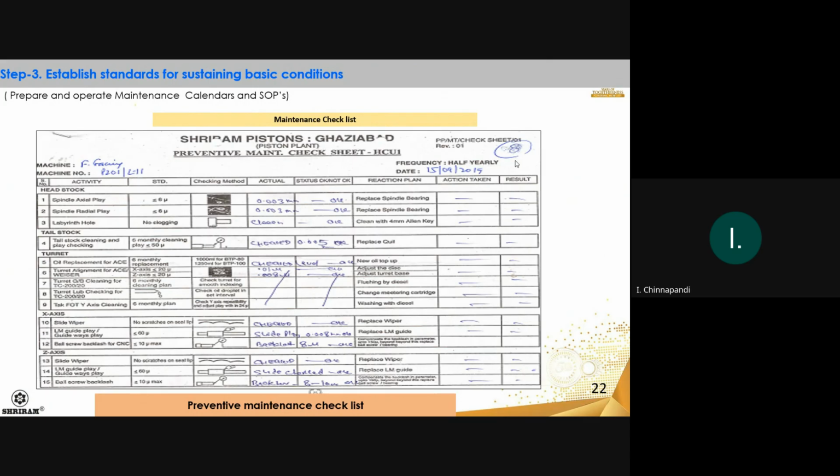And this is the standard sheet, how they will actually check it. For example, if the spindle axial play should be less than 6 micron, he will check how much it is. Axial play, radial play, parallelism, perpendicularity. So these are the check sheets used during preventive maintenance, or while they are carrying out the preventive maintenance. Next.